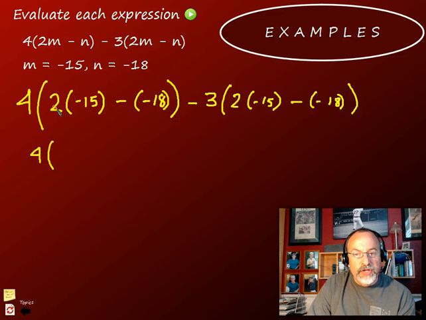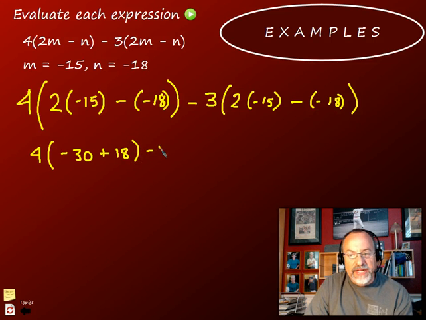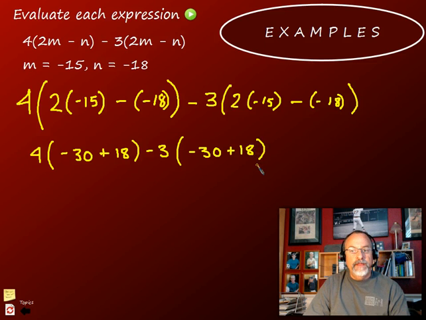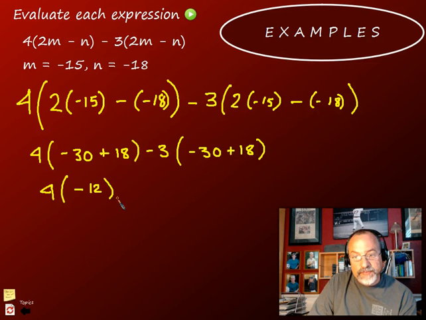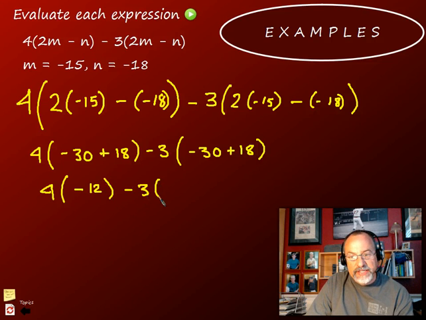So I have 4. The 2 times negative 15 is negative 30. Minus a minus is plus 18. And then I have minus 3. And then I have 2 times negative 15 again, minus 30. And then again I have minus minus, so that's plus 18. So now I can go ahead and add these inside here. So 4, negative 30, and 18 is negative 12. And then minus 3 times, and add those, negative 12.